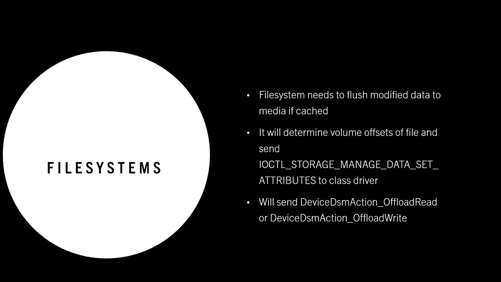Now, what happens in the file system when it receives an offload read command or offload write command. The file system needs to flush all modified data to the media if cached. This is necessary because the array actually does the copy. So the file system must flush all modified data to the media. And then it will send an IOCTL storage manage data set attributes to the class driver with the code either DSM action offload read or DSM action offload write, depending on the part of the transfer.